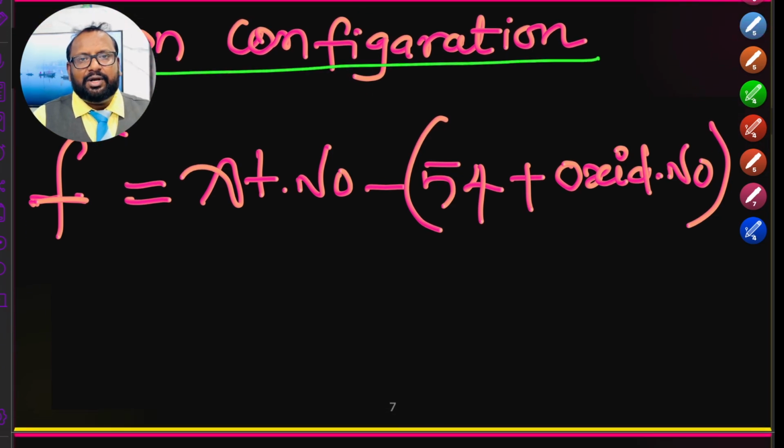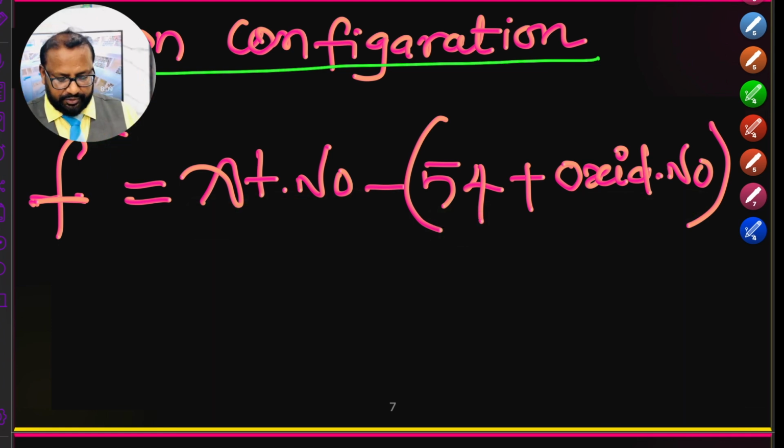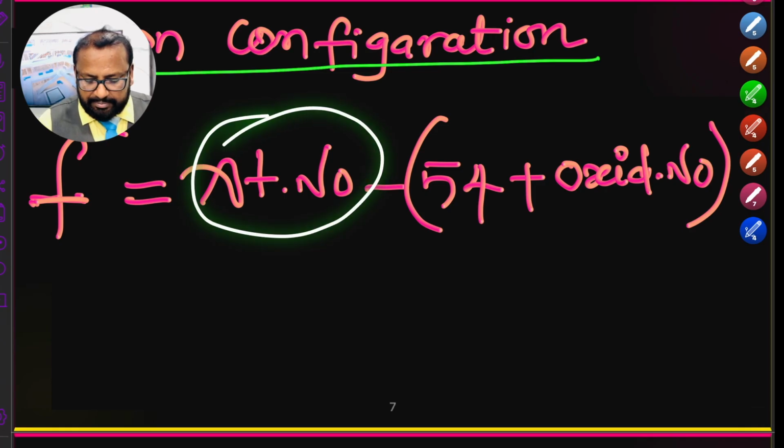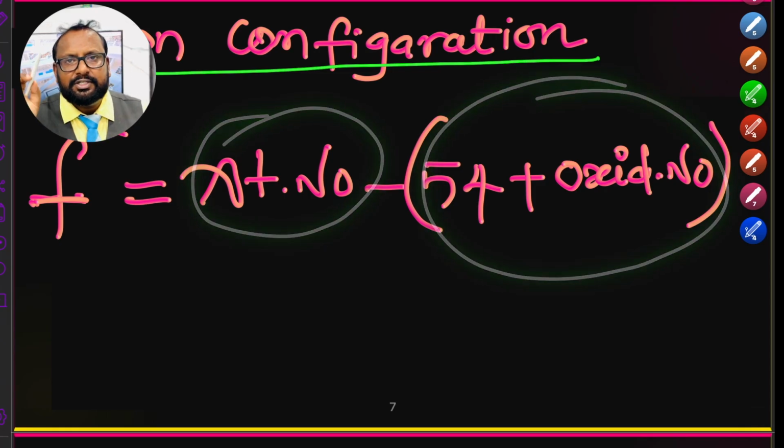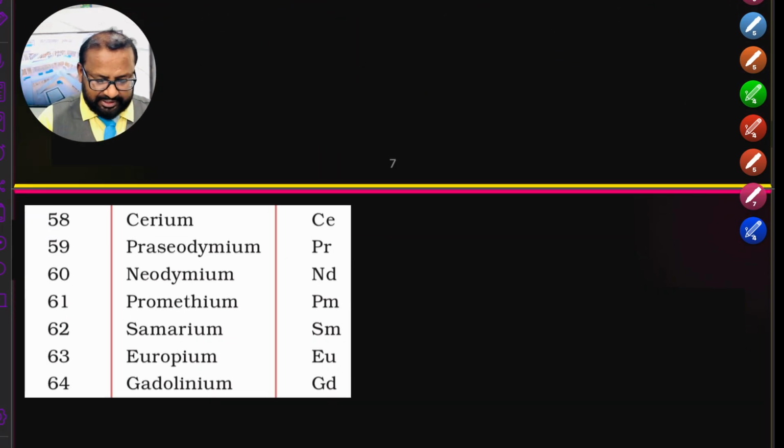When it comes to ions, it is very easy. Most of the time ion configurations are asked. For the ion case, f to the power x equals atomic number minus 54 plus the oxidation number of the ion. This gives exactly the f electrons present in the lanthanide ion. Let us see a few examples.